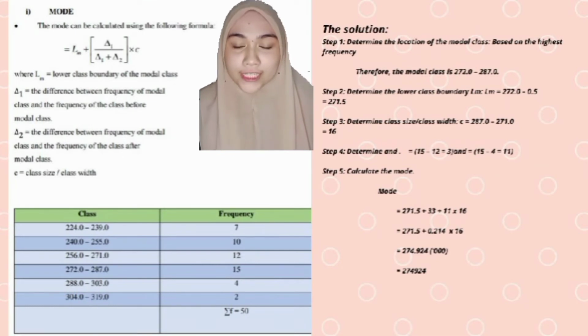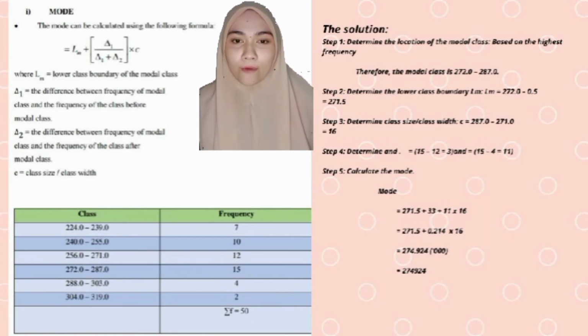Next, we go to how to calculate the mode from this data. The solution is, first, we must determine the location of the modal class based on the highest frequency. Therefore, the modal class is 272.0 until 287.0. Step 2, we also determine the lower class boundary. LM is 272.0 minus 0.5. The answer is 271.5. For step 3, we also determine the class size, which is 287.0 minus 271.0. The answer is 16.